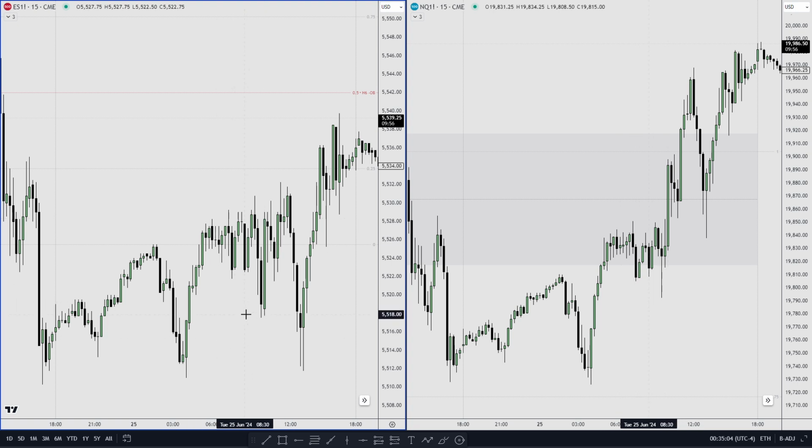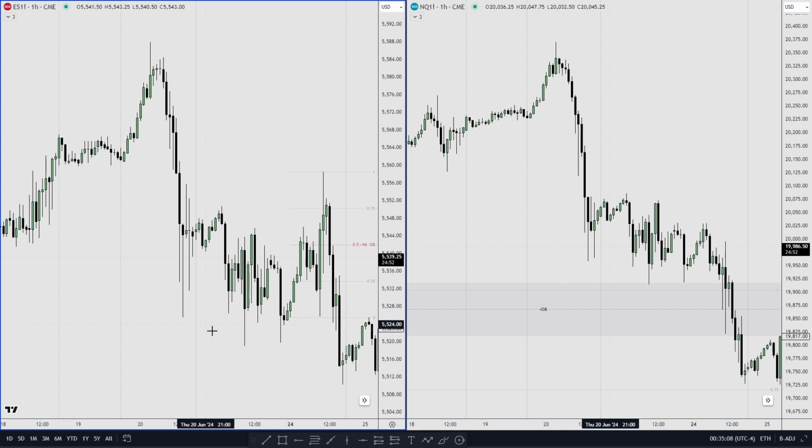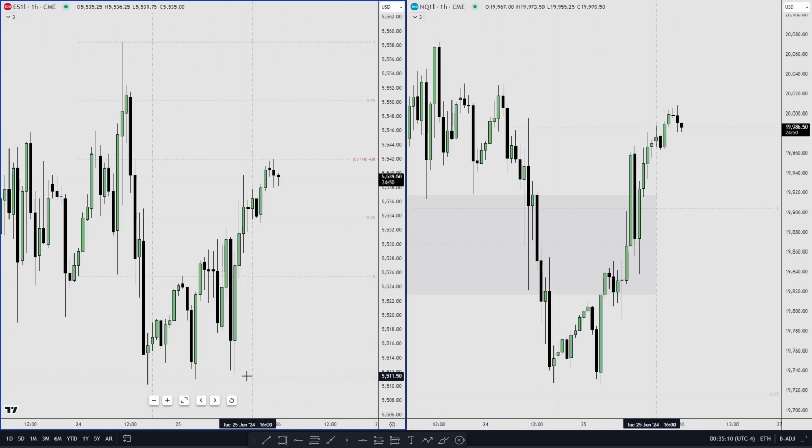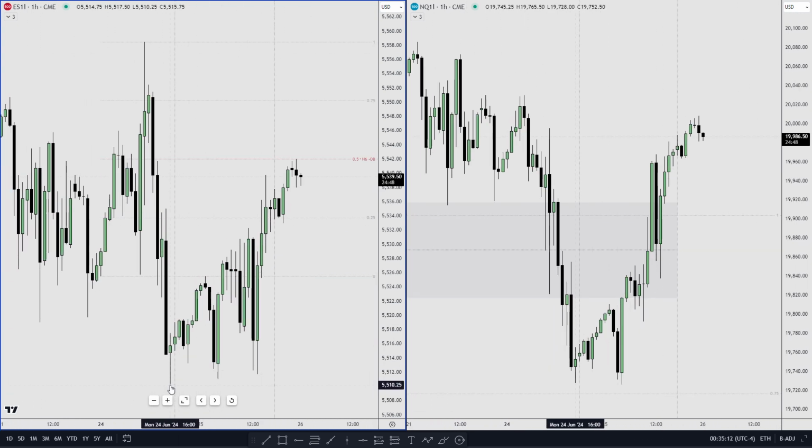So moving on to the higher time frames, you can see that we have this SMT low. This is Monday's low, and this is Monday's low for NQ. So NQ took out Monday's low during London, and then it reversed higher, whereas ES did not take out the low and it reversed higher, similar to NQ.